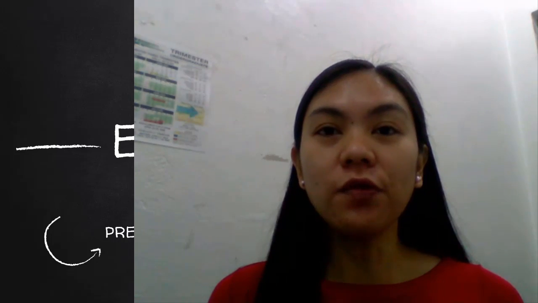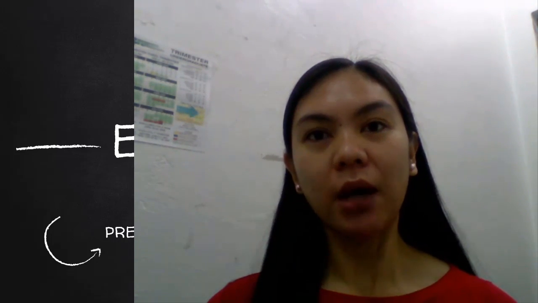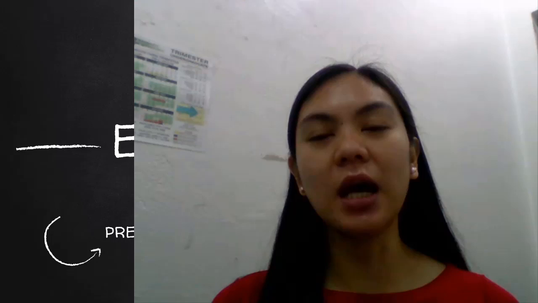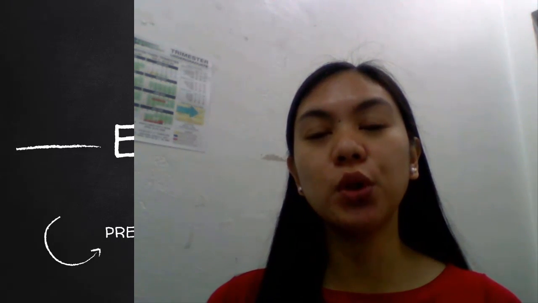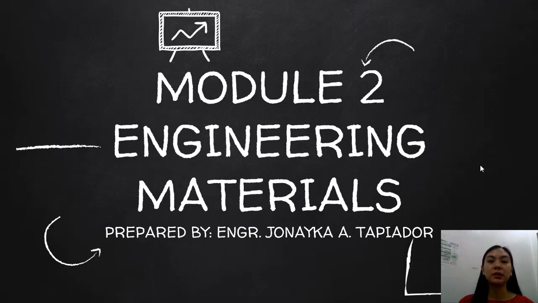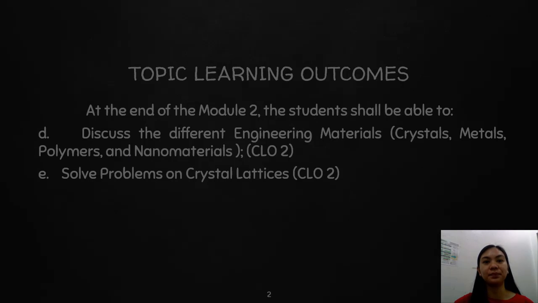So far, we have already learned about energy, which covered your module number 1. And now we start covering your module number 2, which is entitled Engineering Materials. So your module number 2 is about the engineering materials that are commonly used in your engineering practices.